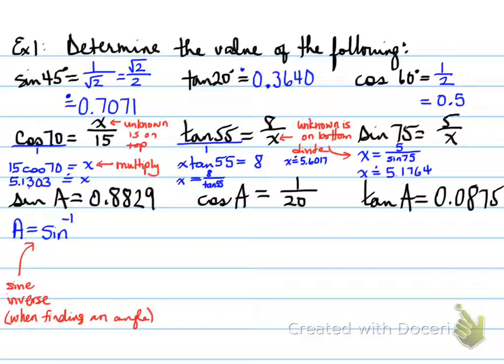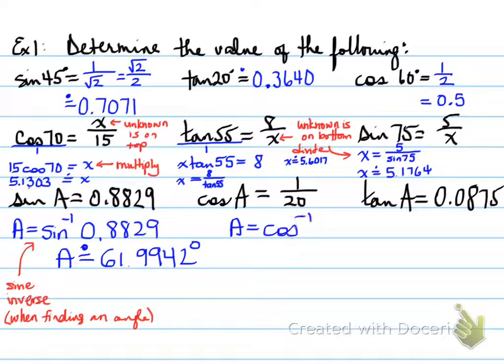We're always going to use the inverse to find the angle. So sine inverse of 0.8829 will give us a value of 61.9942 degrees. This is an angle, folks, so it will be in degrees. So it's in degree mode.